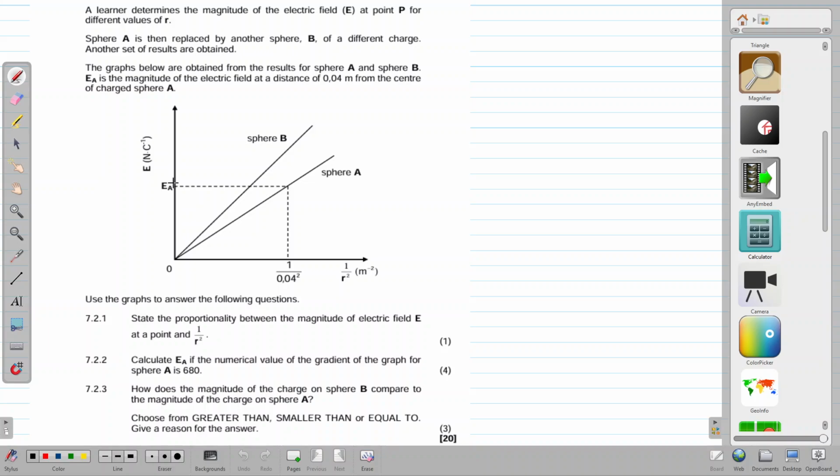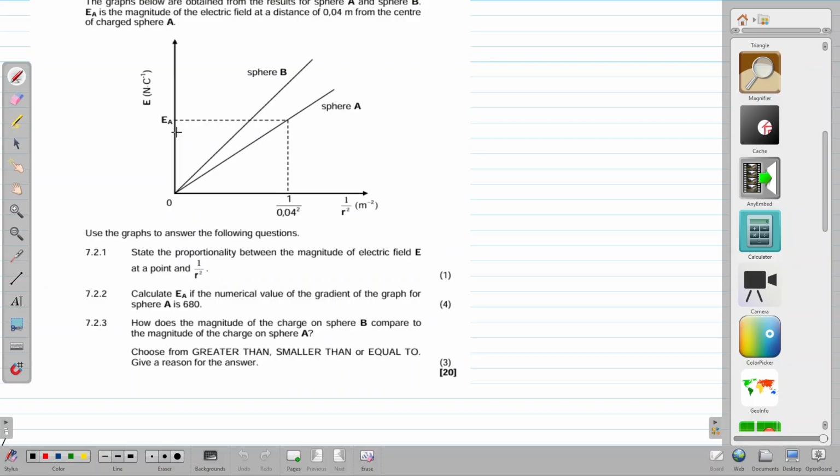And then EA is the magnitude of the electric field at the distance 0.04 meters from the center of the charged sphere A. Use the graphs to answer the following questions. So we must use these two graphs, sphere A and sphere B. These are the graphs of the electric field versus 1 over r squared.